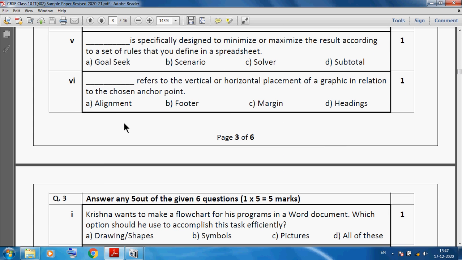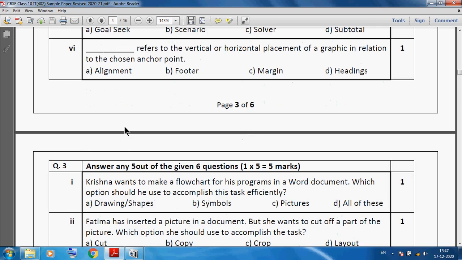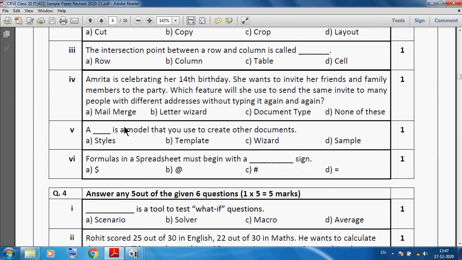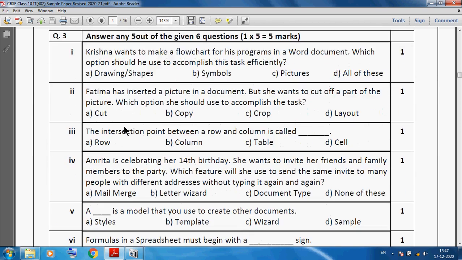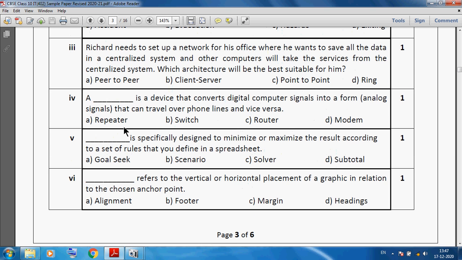Okay students, in the next class I want to discuss the remaining part of this question paper. Okay students, thank you so much.